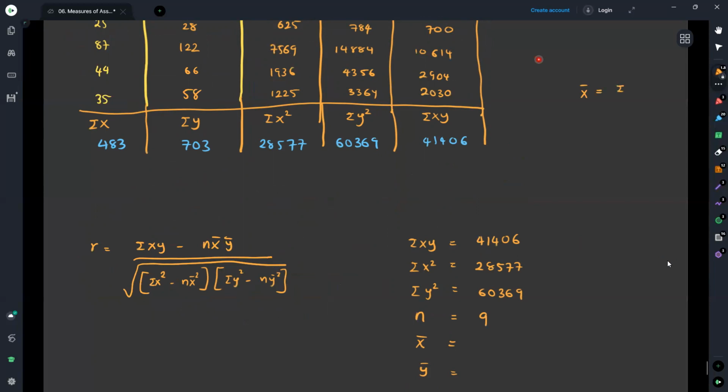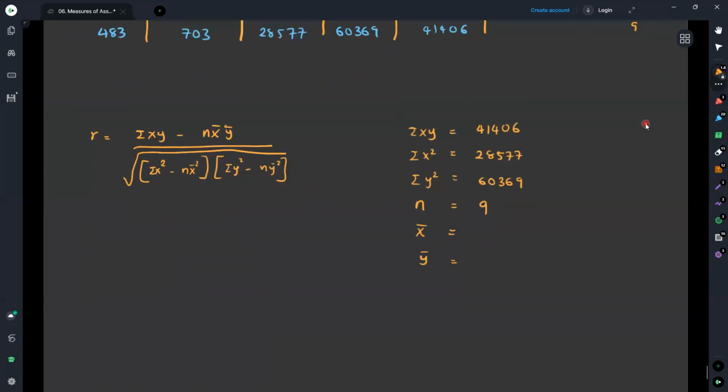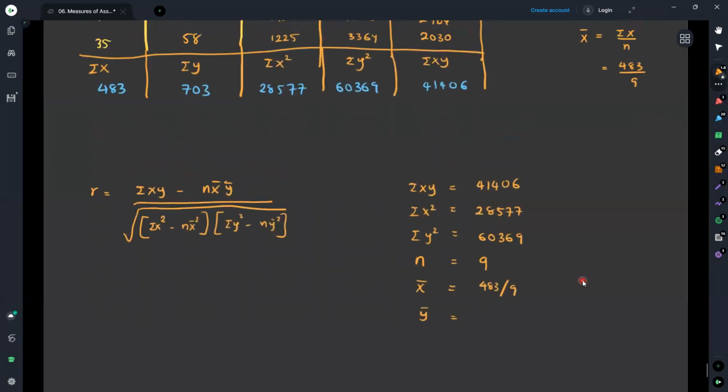X bar can be obtained by summation of x divided by n, where we get this value as 483 divided by 9. Here, without converting this into decimals, I will use this as a fraction. 483 divided by 9 would be the value of x bar. It is because it would be much easier for the calculation. Otherwise, if you are rounding off at this point, we will be in trouble in the final answer, because the final answer would be much more deviated from the original value. To avoid such errors, we can consider it as a fraction.